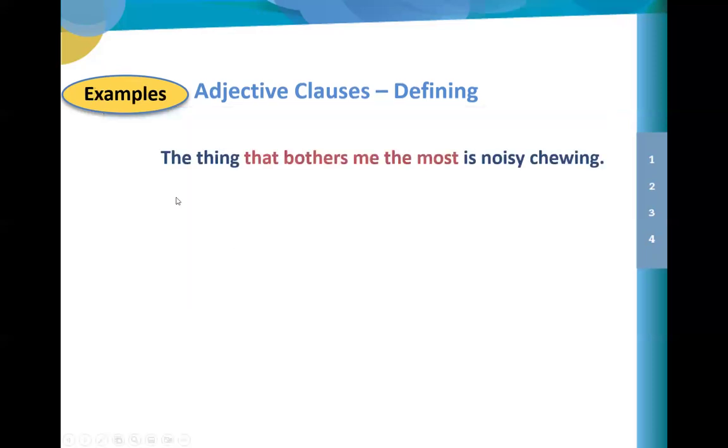Here are some examples. The thing, which thing? We don't know. So it's important to talk about the thing to identify it. The thing that bothers me the most is noisy chewing. The thing here is not definite. It is not identified. So we need the defining adjective clause to identify what is being said. It's essential to understanding the sentence, so we cannot put commas before or after this adjective clause.